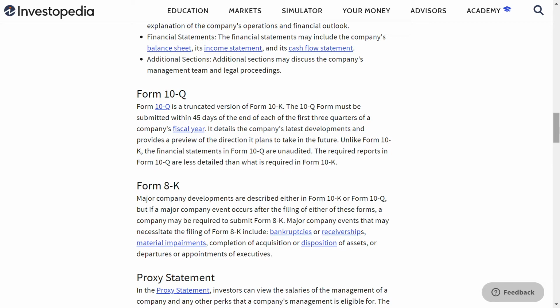You get the Form 10Q, which is a truncated version of the Form 10K, so more simplistic, a broad range to get an idea of what the financials are. Very important. Form 8K, major company developments. Let's say there's a merger, or there's something else going on. Those are what you're going to see in that aspect.